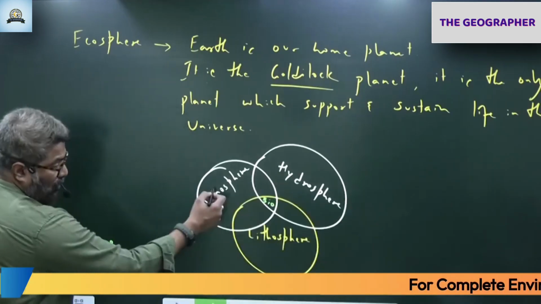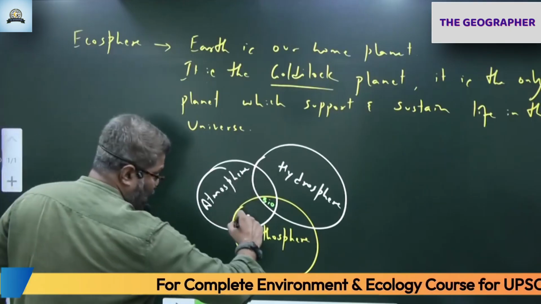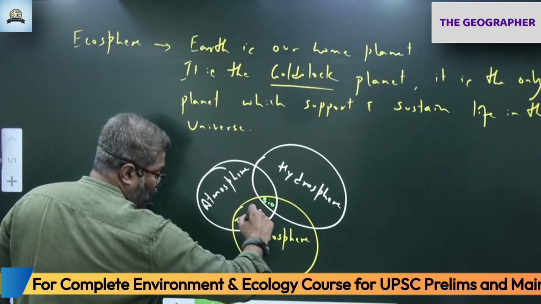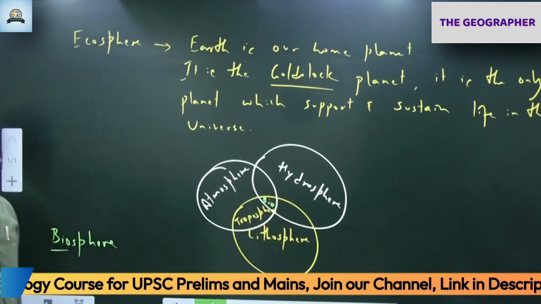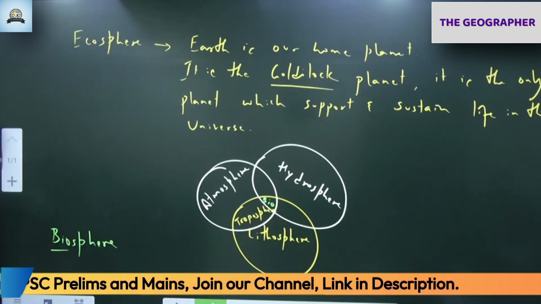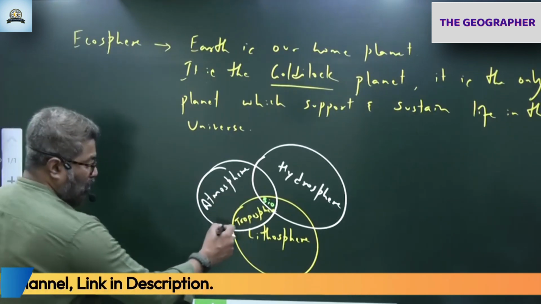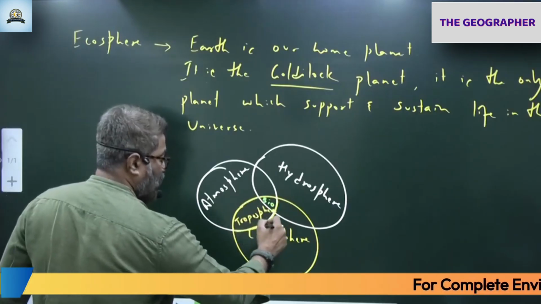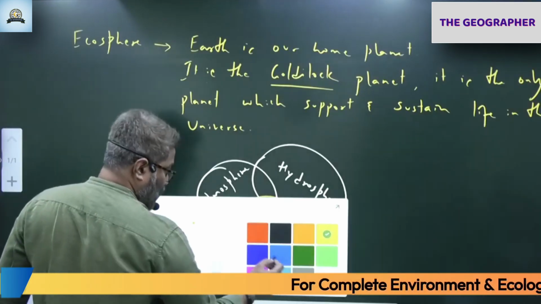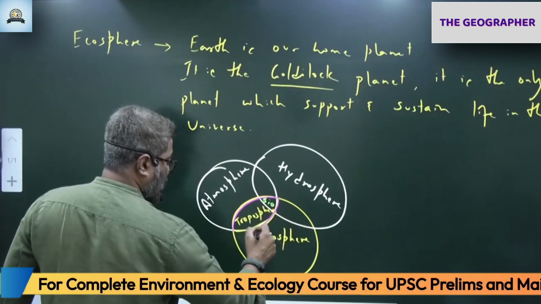If you notice carefully, the part of atmosphere which supports life on Earth is the troposphere. Remember the word tropo? First layer of the atmosphere. Troposphere is the layer just above the Earth. We are all living in the troposphere, correct? This part is troposphere. Okay, I'll write in some other color now. This is troposphere.